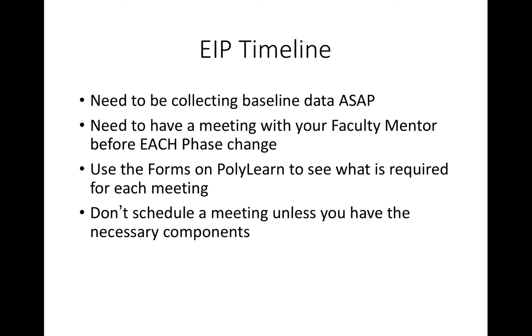You really need to be moving along on this. We're sort of to the point where you should have informed consent and you should be very close to collecting baseline data. I would encourage every group to reach out to your faculty mentor because you need to have a meeting before each phase change. So that includes before starting baseline. And the purpose of this meeting is just to double check your procedures, make sure you have informed consent. Your faculty mentor will need to see that informed consent.